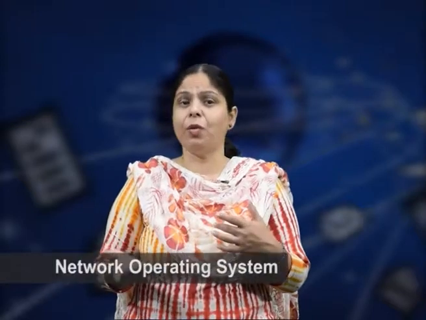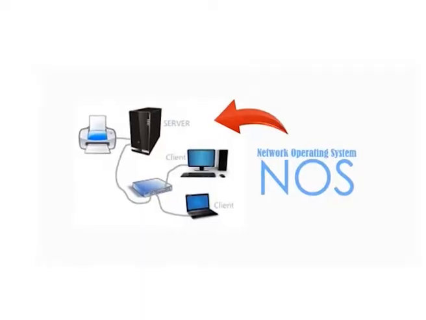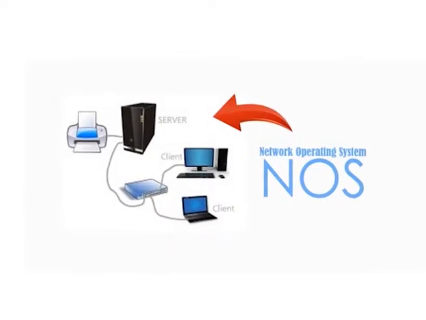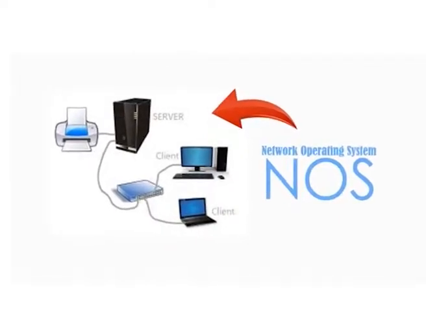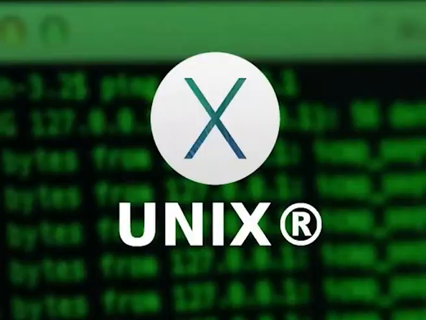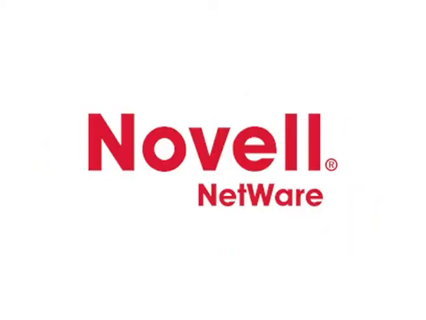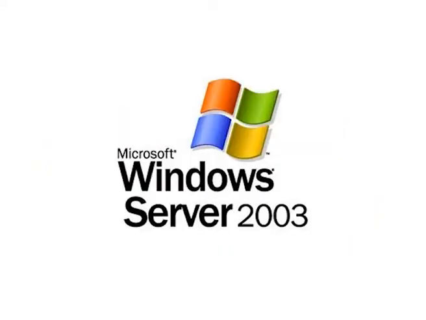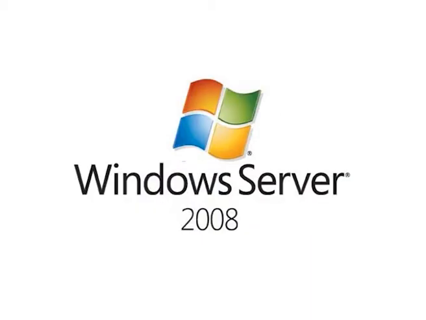Then comes the network operating system. This system is mainly designed for networking purposes. It runs on a central machine which is called a server in a network, and its main job is to share resources like files and printers among the other nodes. It also helps to manage multiple users, security and privacy, and network management activities. Some of the NOS are Unix, Linux, Novell Network, Microsoft Windows Server 2003 and 2008, etc.